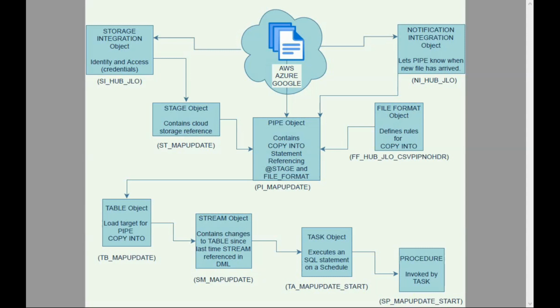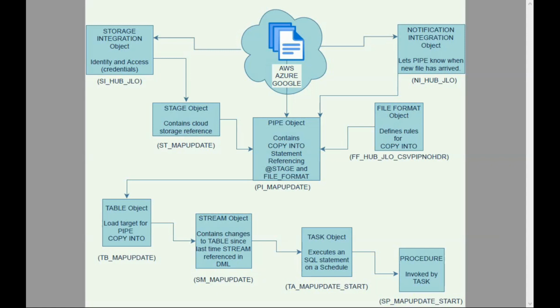The pipe executes a Snowflake copy into command to load external files into a Snowflake table. It directly or indirectly references 4 Snowflake objects. The NI Hub JLO notification integration object provides an interface between the Snowflake pipe object and the cloud message queuing system. Through this interface, the pipe is notified when new files have been added to a cloud storage area.